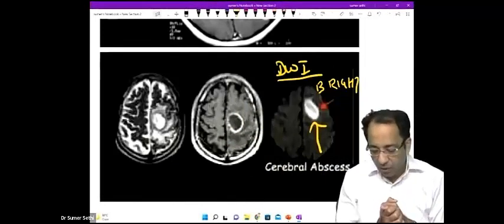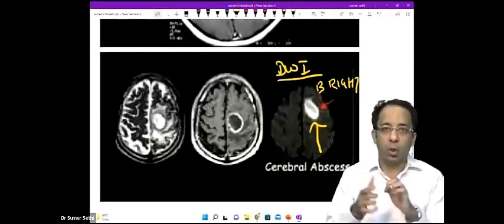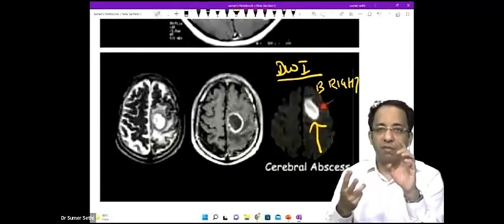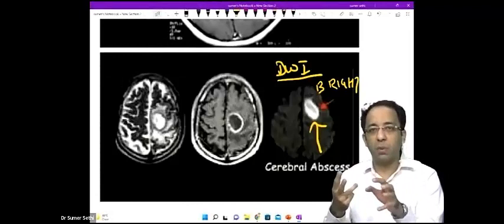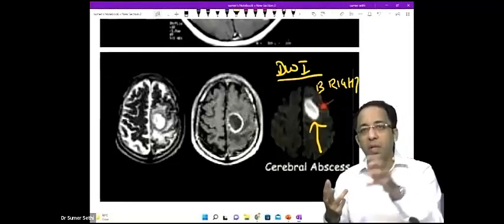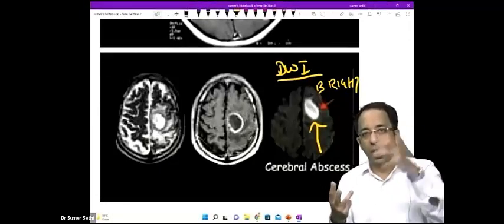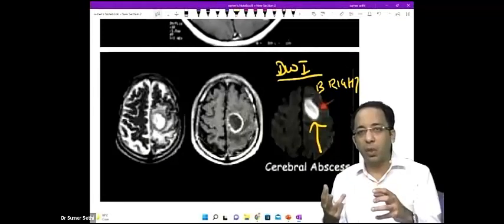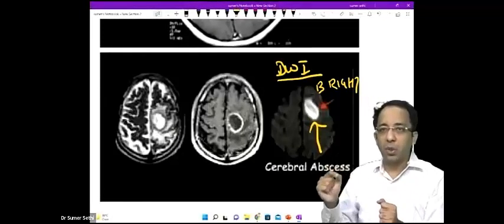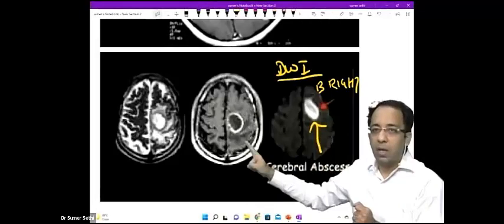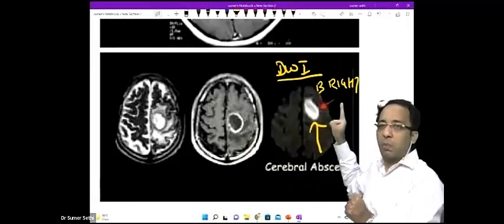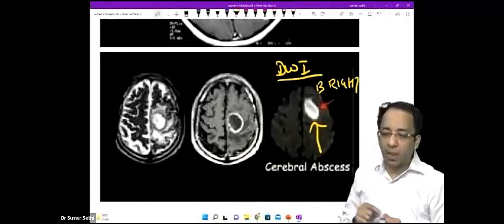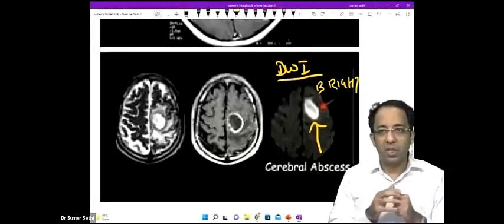So I think we have an idea on how to approach the question. Location, contiguous, any site, the cause of the abscess will be there, that is why it is forming. Maybe the patient has CSOM or sinusitis, something will be written in the question. And the clinching diagnostic feature on MRI will be a ring enhancing lesion which is bright on diffusion weighted MRI. I hope this gives you the picture that you require.